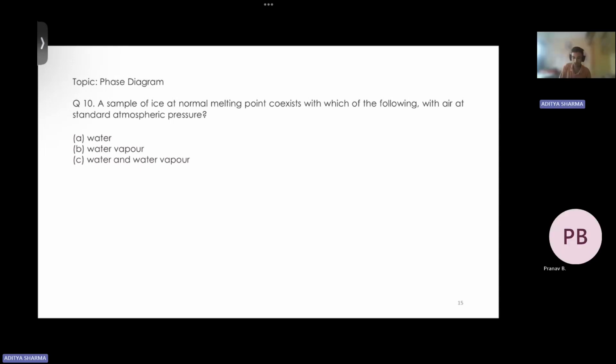Okay, so this question is from phase diagram. Okay, so this is a sample of ice at its normal melting point, and it says it will coexist with which of the following? With air at standard atmospheric temperature.